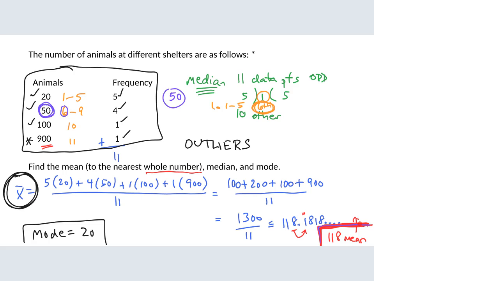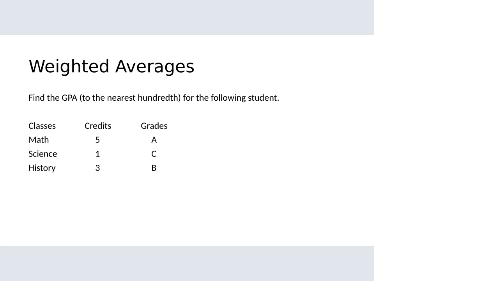All right. Along with measures of central tendency, we're also going to talk about weighted averages today. Weighted averages are things where there's something involved in here that counts more than something else. Not every component counts equally. GPA is a beautiful example of a weighted average.